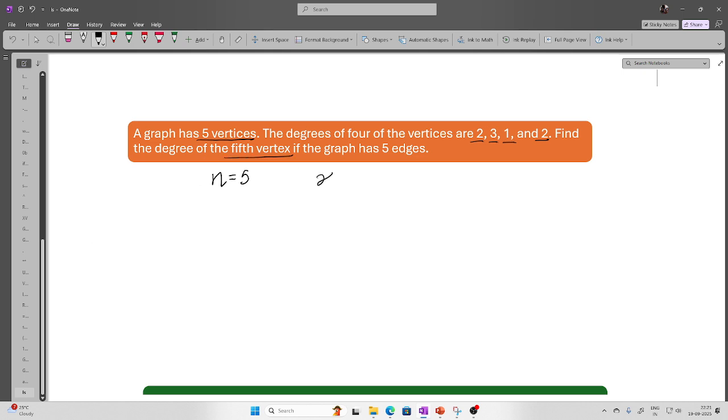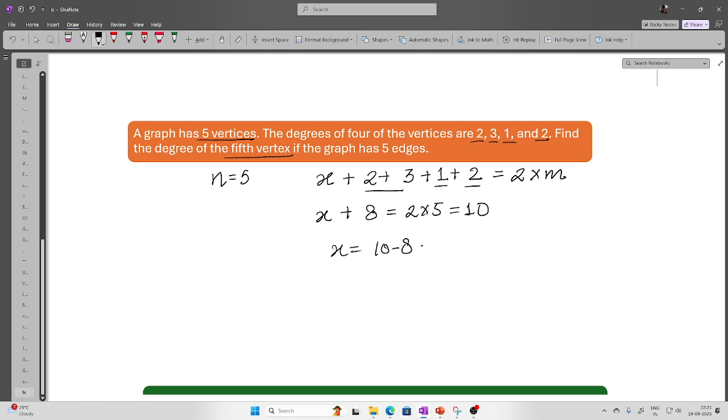Let's say that the degree of the fifth vertex is x, and the remaining vertices have degrees 2, 3, 1 and 2. We know from the handshaking theorem that the sum of the degrees of any undirected graph should be equal to twice the number of edges. If you add them up, it is x plus 5, plus 1 is 6, plus 2 is 8, and that is equal to 2 times 5, that is 10. So x will be 10 minus 8, which is 2. So the degree of that unknown vertex is 2.